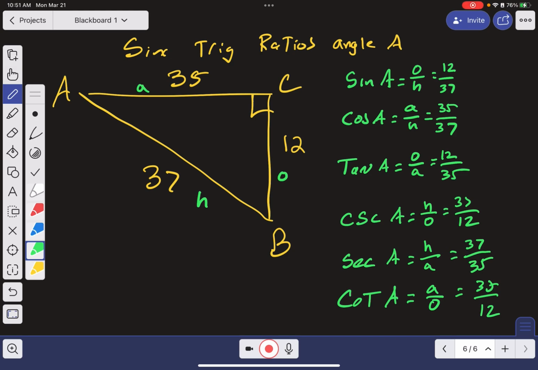Sine, cosine, tangent, cosecant, secant, cotangent. C goes with S, S goes with C, as far as your reciprocal functions. Make sure you use Pythagorean Theorem to find any missing sides that you have to do today. Leg squared plus leg squared equals hypotenuse squared.